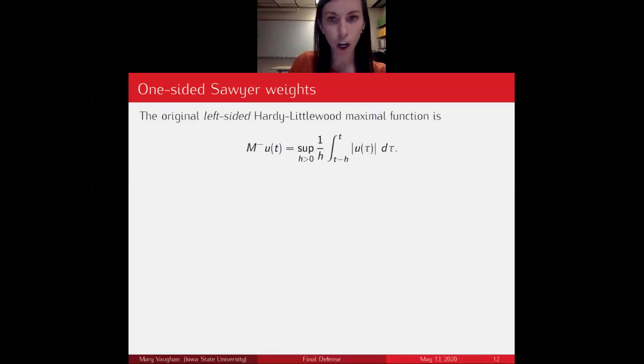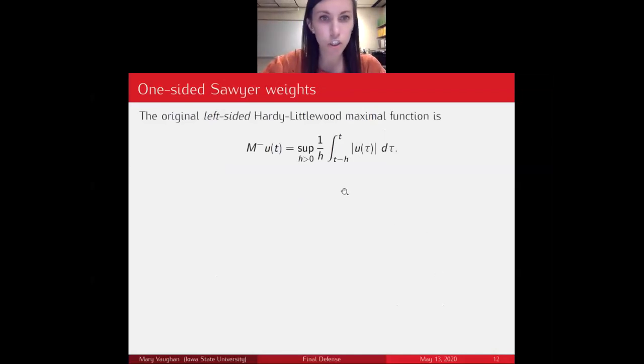So next, we want to talk about our one-sided Sobolev spaces. To do that, we are going to use weights and do weighted Sobolev spaces. So first, if you recall the one-sided Hardy-Littlewood maximal function, the left one is given by taking all the left-sided averages of u and taking the supremum over all those averages.